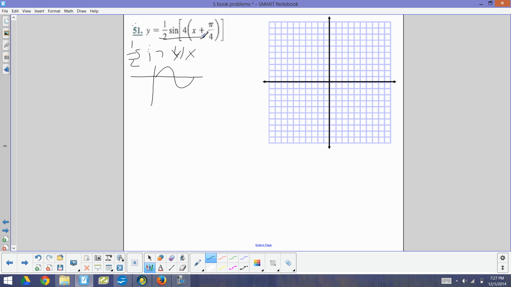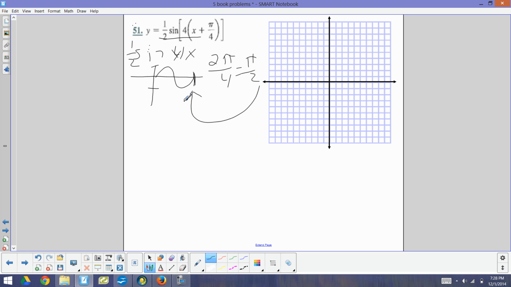So let's look at that. That would give you an amplitude of up to 1/2 down to -1/2. The 4x, your period, is 2 pi over 4, or pi over 2. So now that's your period, pi over 2.